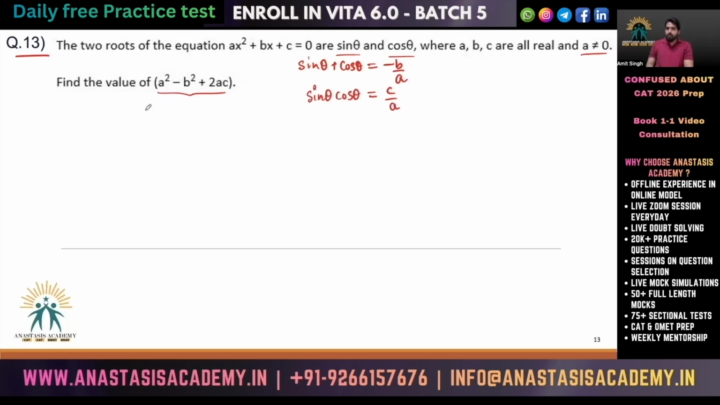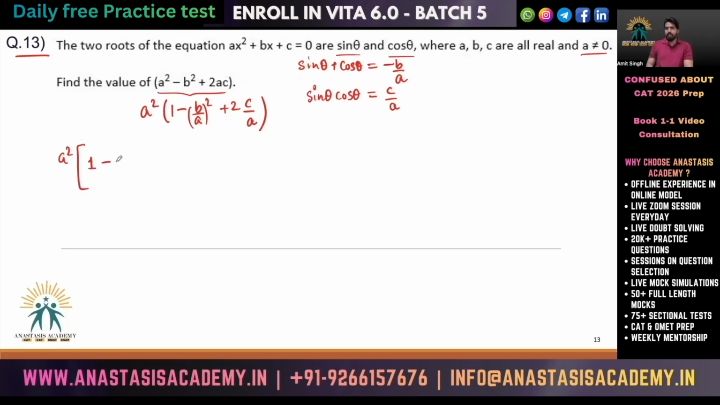Now I have this expression as a square minus b square plus 2ac. If I take a square common out of this term, I am left with 1 minus b upon a whole square plus 2 times c by a. If I take a square common, I am left with this expression. And now I can replace the value of b upon a whole square and c upon a in this term. Let's put in this expression.